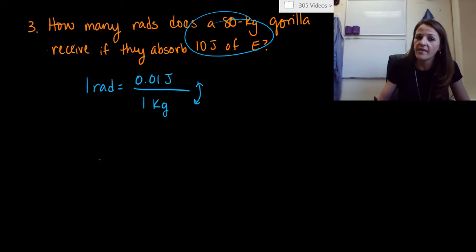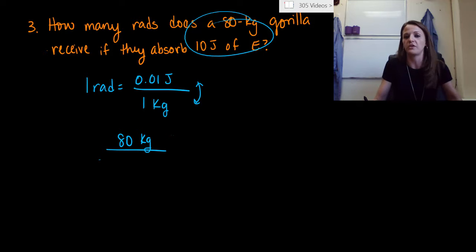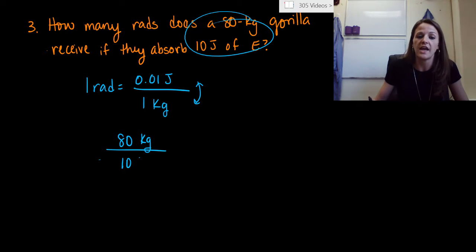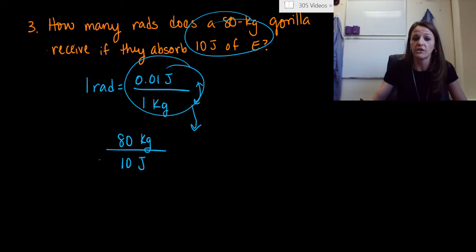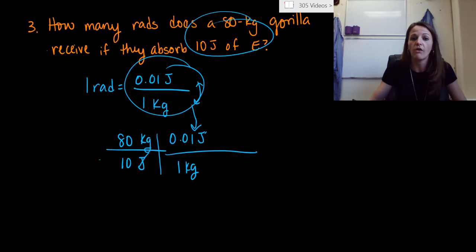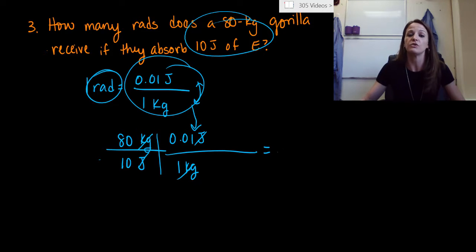So what I mean by that is you would say you have 80 kilograms of species. In this example, our species is a gorilla. So you have an 80 kilogram gorilla and it received 10 joules of energy. Now what we're going to do is just take this conversion and plug it right in here. So for every 0.01 joules of energy, we have 1 kilogram of tissue. So our joules cancel out, our kilograms cancel out, and because we're talking about rads, we can use that unit. If you solve this properly, you should end up with something like 0.08 rads.